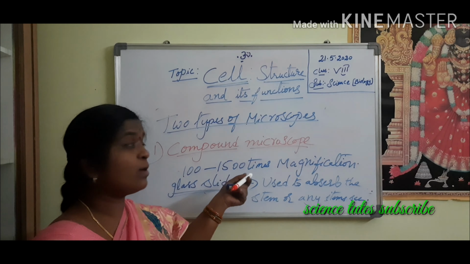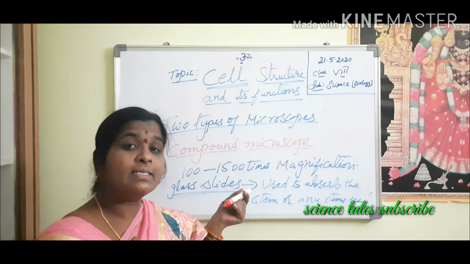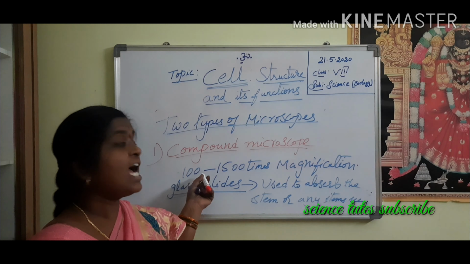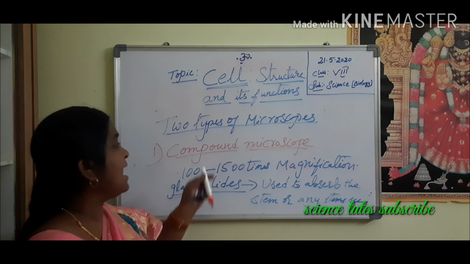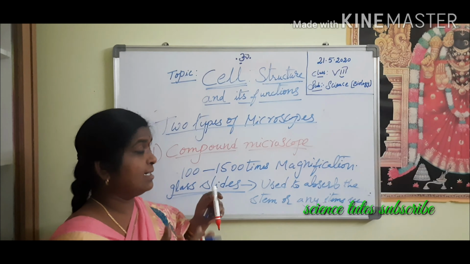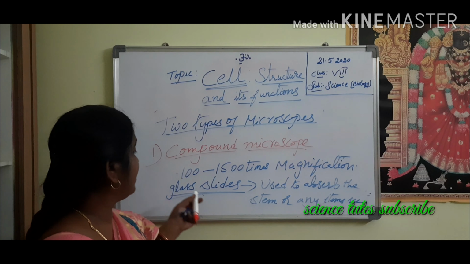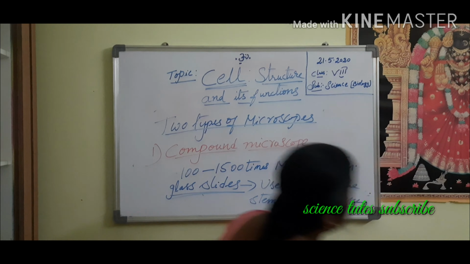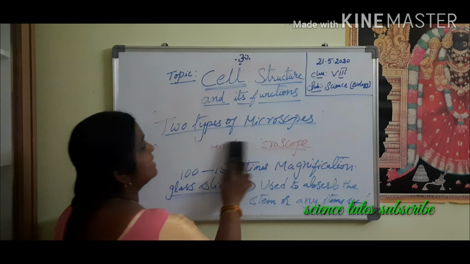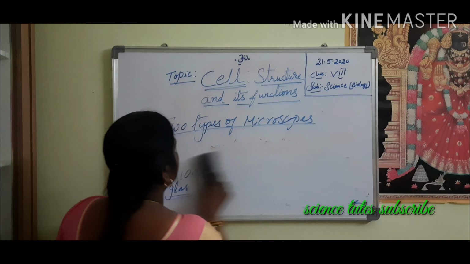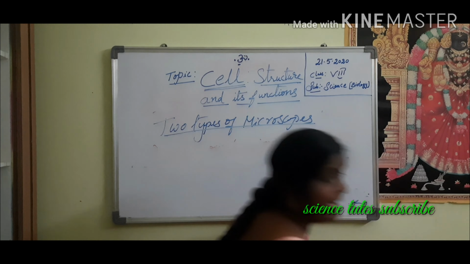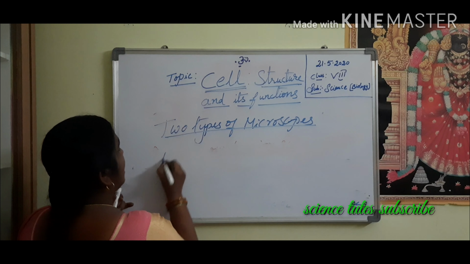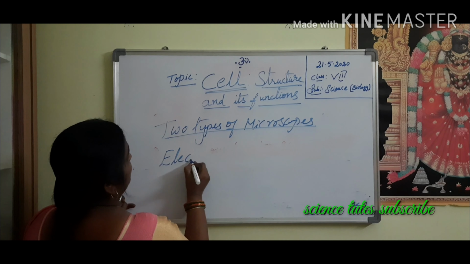The compound microscope is available in labs, schools, etc. Its magnification power is 100 to 1500 times, and to observe any stem or slice, we use glass slides. Coming to the next microscope, after the compound microscope, the most advanced one, which has high magnification power, is the electron microscope.